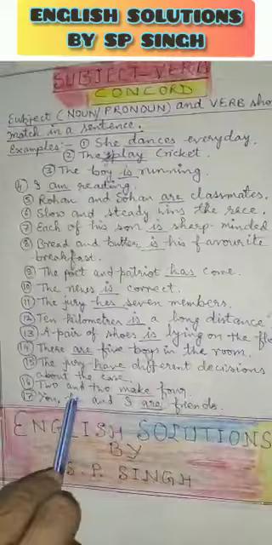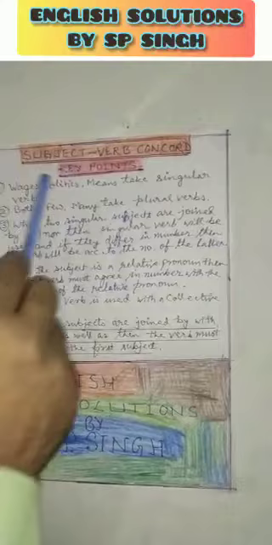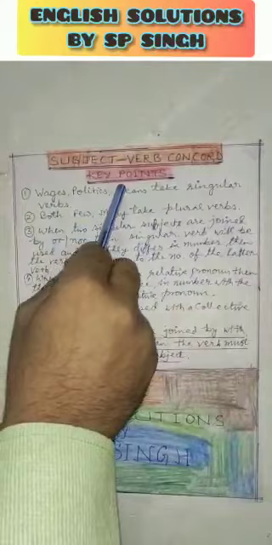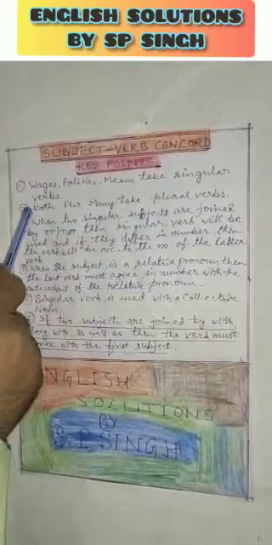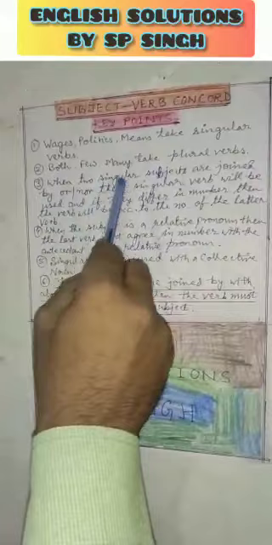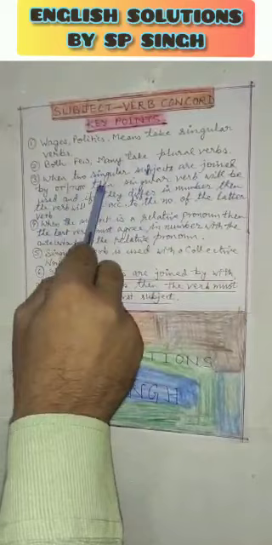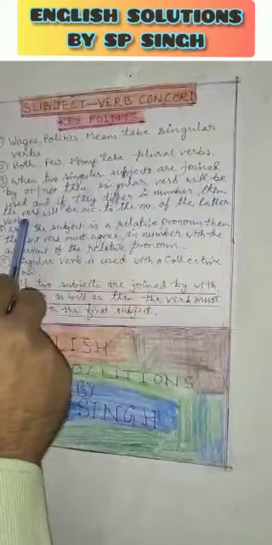So before concluding, I would like to mention some key points about subject concord. Wages, politics, means: they look plural, but they actually take singular verbs. Second, both, few, many take plural verbs. Third, when two singular subjects are joined by "or" or "nor," then a singular verb will be used. And if they differ in number, then the verb will be according to the number of the latter subject. This is a very important point.